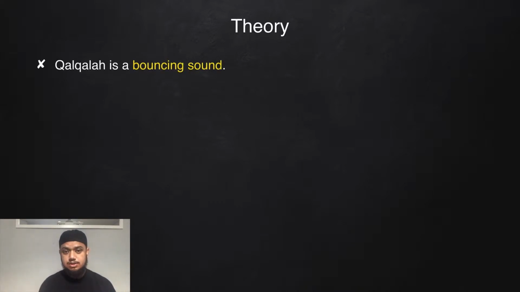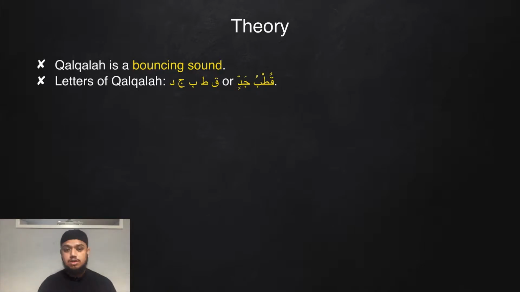Qalqalah is a bouncing sound, and the 5 letters of Qalqalah are Qaf, Ta, Ba, Jim and Dal. And the scholars have put them together in the phrase Qutbu Jaddin. So if you remember the phrase Qutbu Jaddin, then you can easily remember the 5 letters of Qalqalah. Qutbu Jaddin, Qaf, Ta, Ba, Jim, Dal.